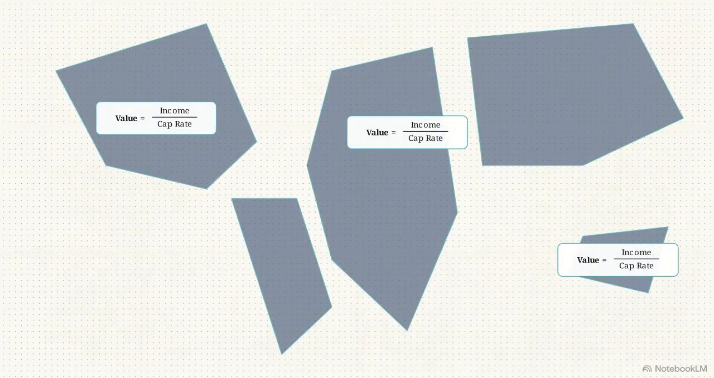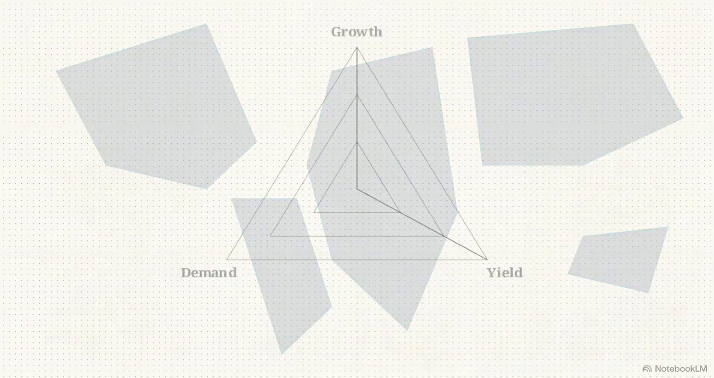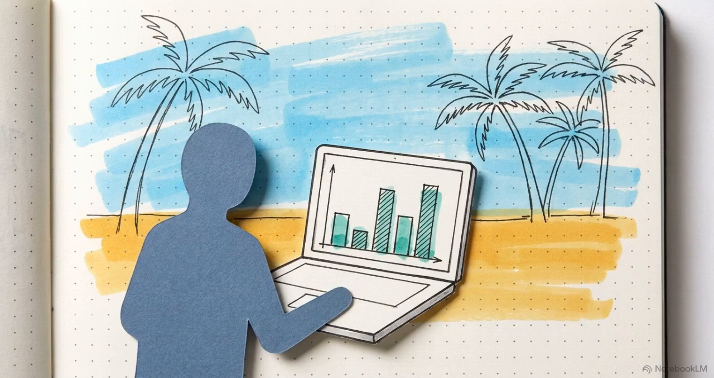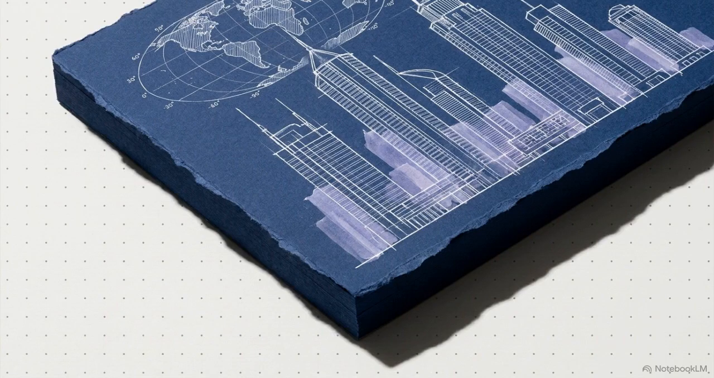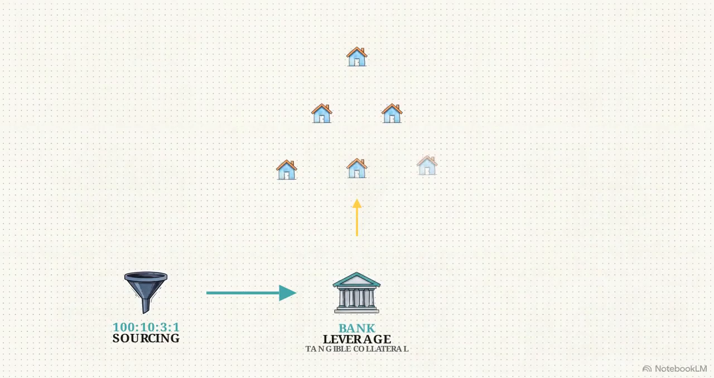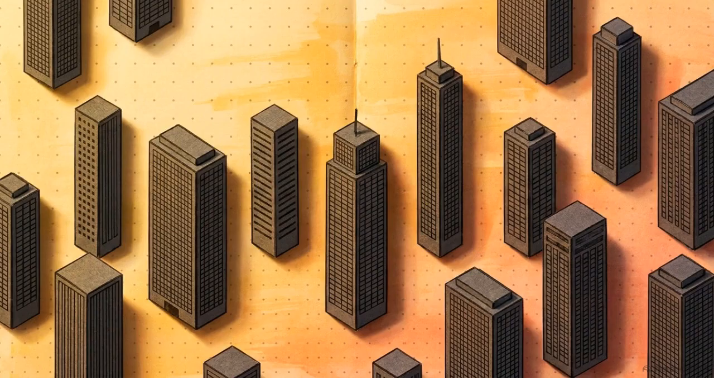These valuation formulas and lending mechanics are consistent across many international markets. This allows you to follow the data and deploy capital in regions with the most favorable growth and yield, regardless of your personal geographic location. Success in real estate relies on a borderless application of these mathematical rules. By combining high-volume sourcing with the bank's willingness to lend against tangible collateral, you can build a predictable system for long-term wealth accumulation.